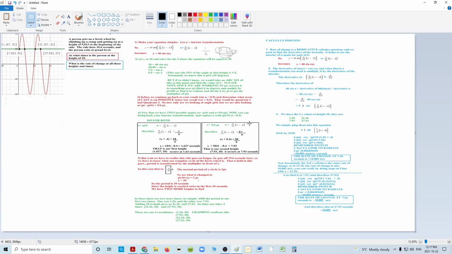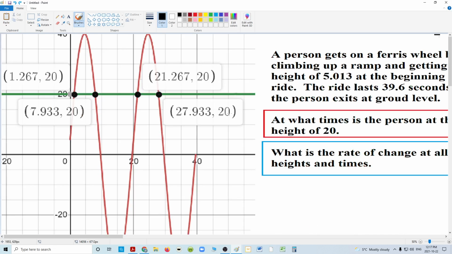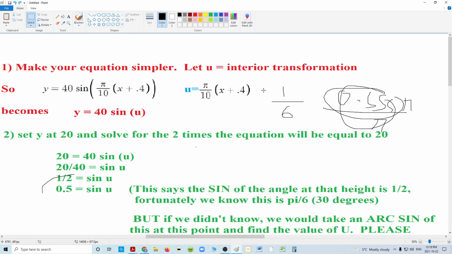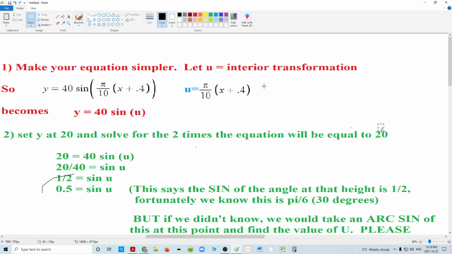Don't expect you to do the blue. The blue is the next level. However, it's very good to get good at these because you will find endless questions like this. It's fantastic to break your U down into the interior. Sorry about the confusion in the beginning. But it is very smart to break down your interior transformation into just U, and treat that like the angle you're looking for. Makes it so much easier. All right.